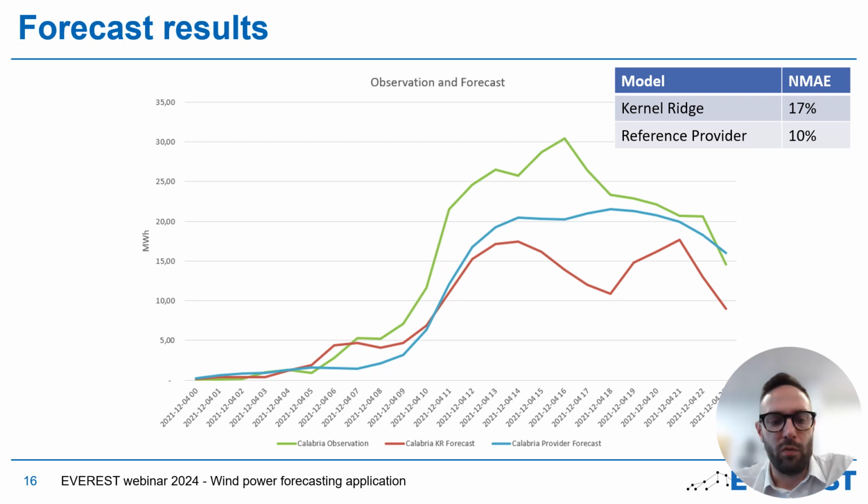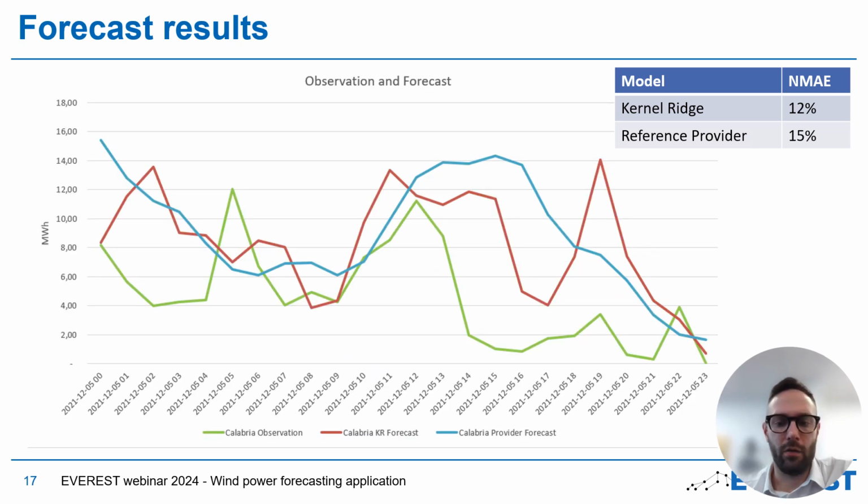In these final slides, we would like to show two different example days. The first one, where the reference provider performs better, as we can see. Our normalized mean absolute error, 17%, is higher than the reference provider. And also another example in which the kernel ridge performs better with respect to the reference provider. And these are the shapes, and we have a normalized mean absolute error below the reference provider.